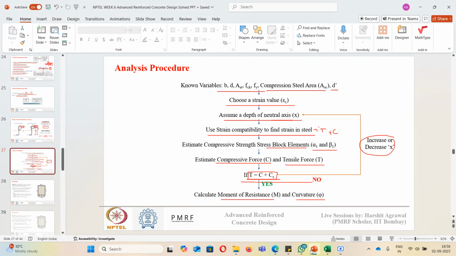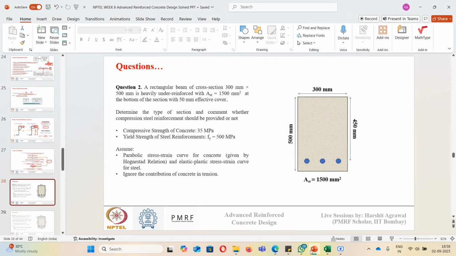Okay, so let's start with the basic question first. In this question, we are not forming any curvature profile or anything. We just need to determine whether our section is over reinforced or under reinforced. What I have given in the question is a rectangular beam having a cross section of 300 cross 500.